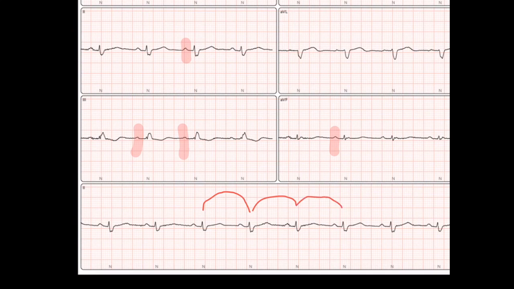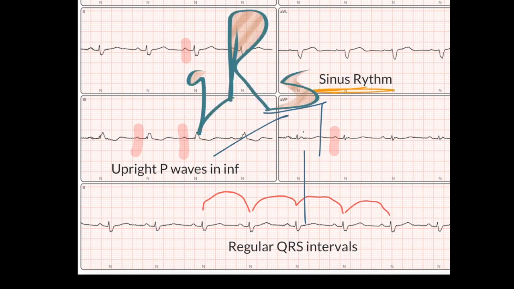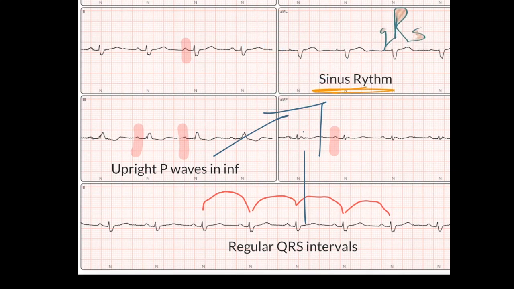Then we see how consistent the depolarization is by measuring the distance between the RR intervals, and we see that they are consistent. So between a positively deflected P wave and consistent RR intervals, we can diagnose sinus rhythm.